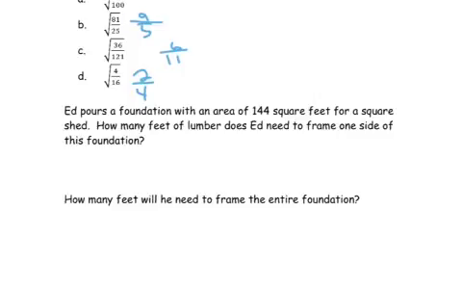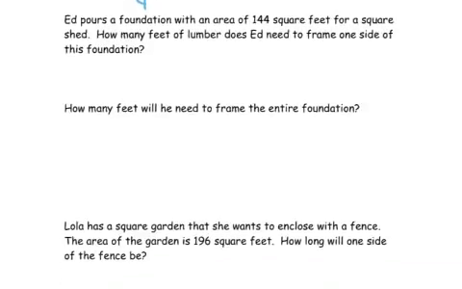Lastly, we're going to get into a little bit of word problems. The first problem says, Ed pours a foundation with an area of 144 square feet for a square shed. So that's the first thing I'm going to do. I'm going to draw my wonderful square shed and label my area 144. And let me fix that up a bit. There's my lovely square shed. My area is 144 square feet.